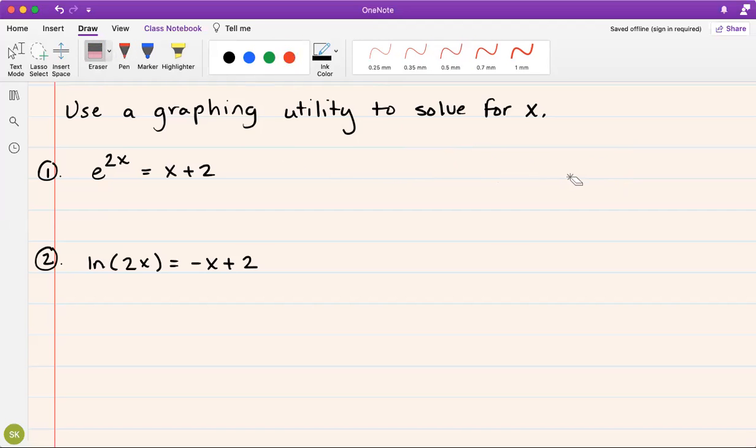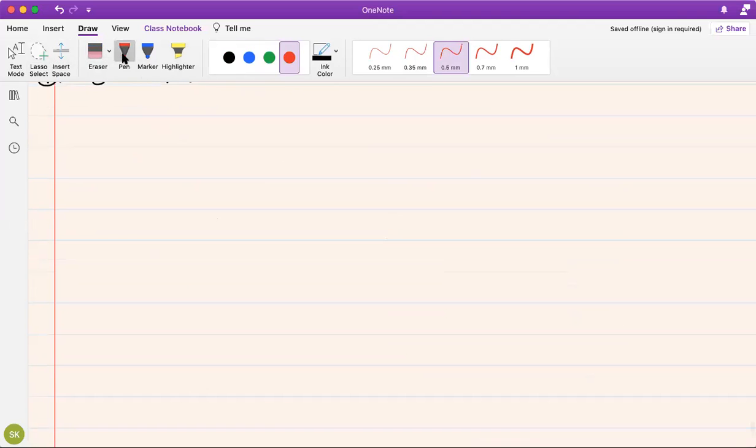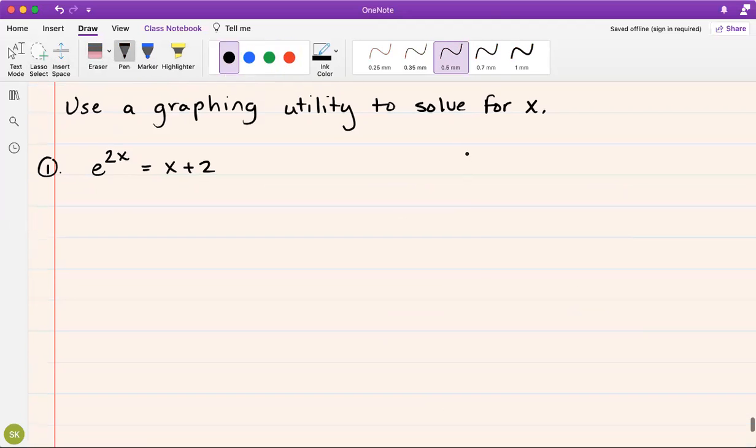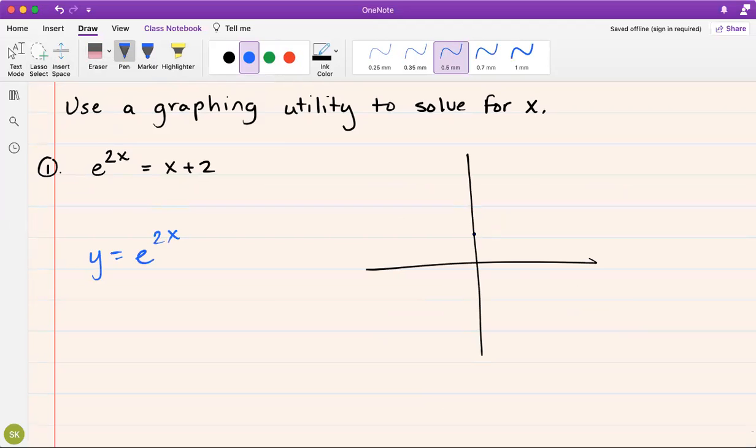But what we can do is we can think about this in terms of graphs. You can think of this as the function e to the 2x. So maybe we can even have an idea of what this looks like. So starting with this first problem, maybe we can give a little sketch of the graph. So let's say y is equal to e to the 2x. Well, that looks something like this.